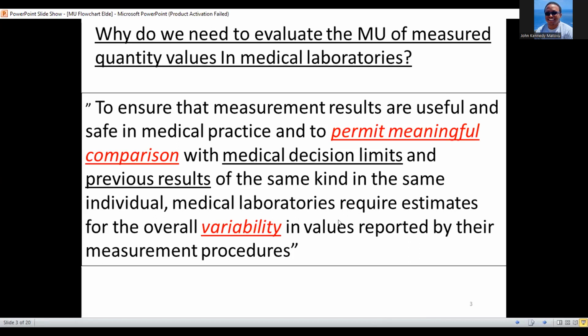All right. So it's accepted, it's a fact that the results will vary. You will never get the same exact result when you repeat and repeat and repeat, even if it's the same reagent, the same person, the same analytical system. You will never get the same exact value. There will be a variability. All right.